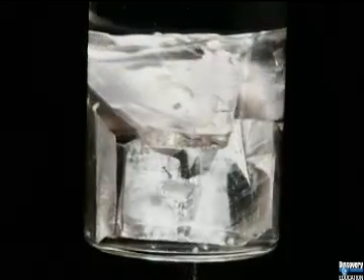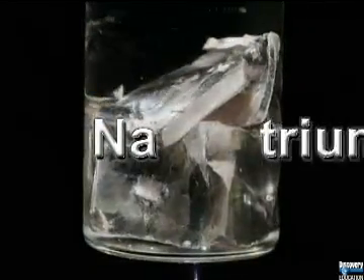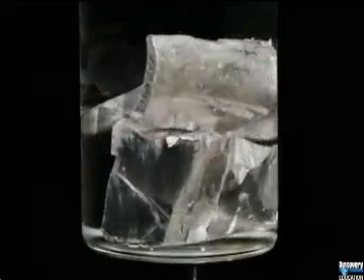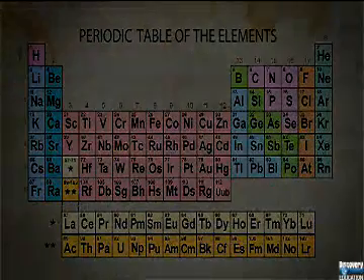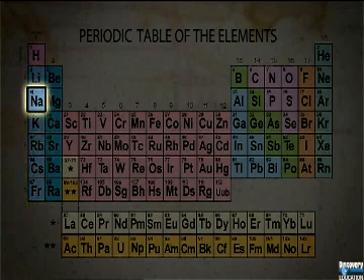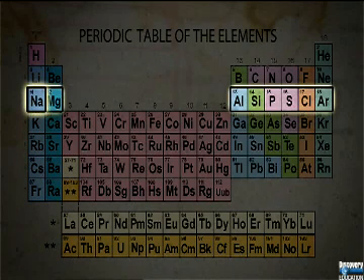Sodium's unusual atomic symbol, Na, comes from the word natrium, the Latin name for one of the compounds sodium is found in. Sodium is classified as an alkali metal, and it lies on the third row of the periodic table, called period 3.